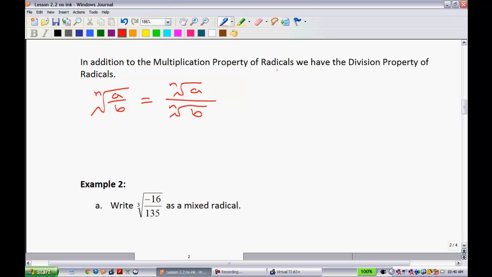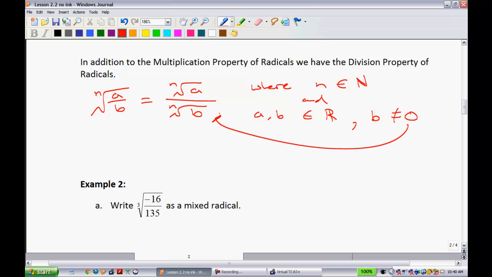Alright, a couple stipulations we have to say. Again, where n is a member of the natural numbers, and a and b are members of the reals. And another thing we have to say is that b cannot equal 0, because we cannot have 0 in our fraction right there. Dividing by 0, if you recall, that's illegal in math. We will spontaneously combust.